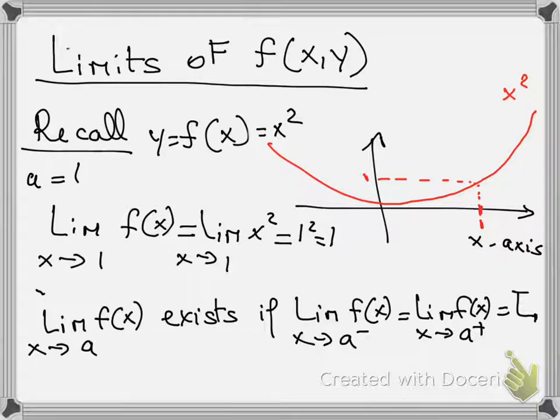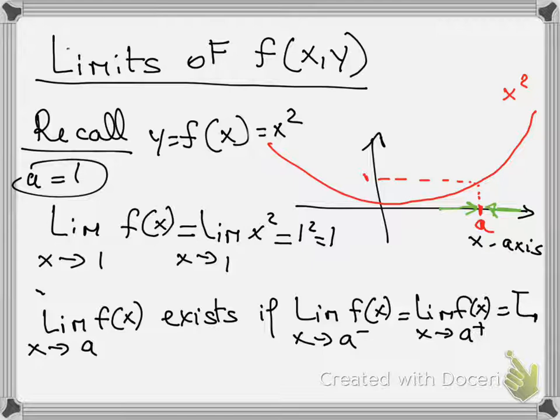So what I'm saying here is the limit exists if, let's say, a is equal to 1, right? So here's my a. There are two ways to approach a: you can approach a from the left, and you can approach a from the right. And for a function of a single variable, we say that the limit exists when x approaches a if the limit from the left is equal to the limit from the right.